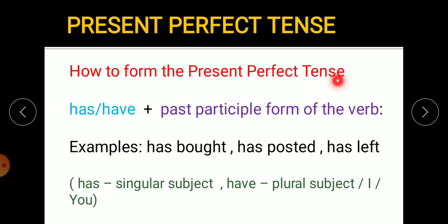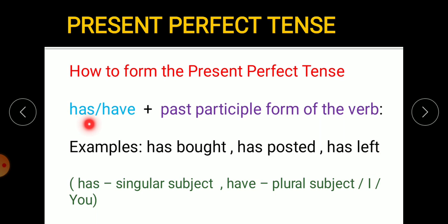In present perfect tense, what is the helping verb? Has or have. Along with this we use the third form, that is past participle form of the verb, right? Like has bought, has posted, has left.